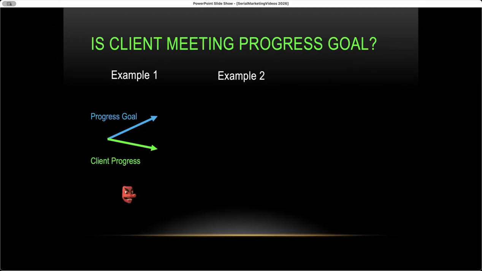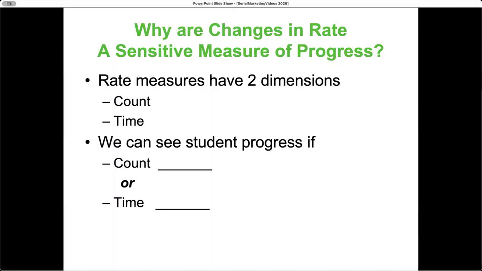No. How about example 2? Is the client meeting the progress goal? Here, the green slope is parallel to the blue slope. Yes. How about example 3? Is the green slope parallel, shallower, or steeper than the blue slope? Yes, the client is meeting the progress goal.